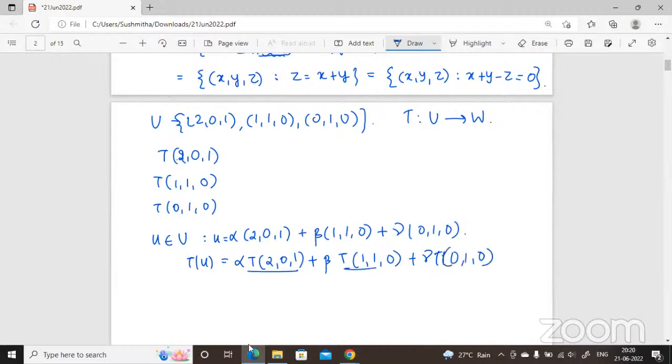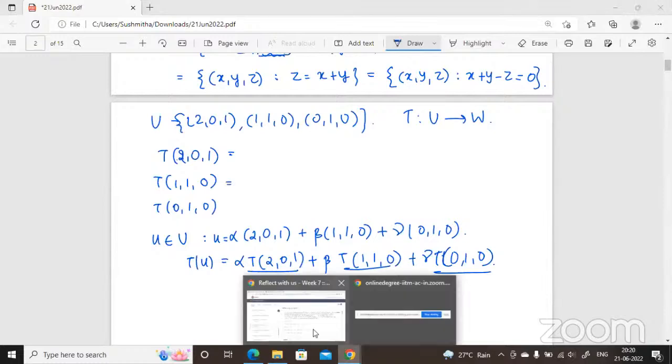Now if I know all these three values, then I know the entire linear transformation. But that's not given to us. Only two values are given.